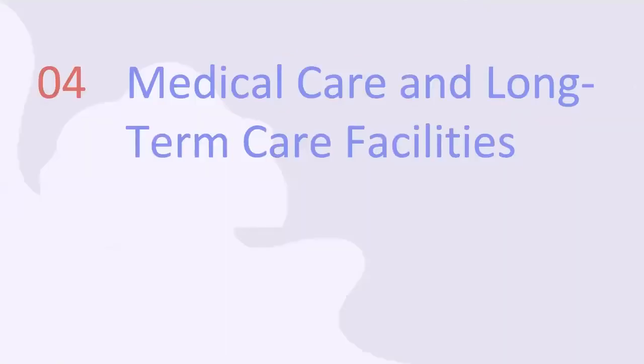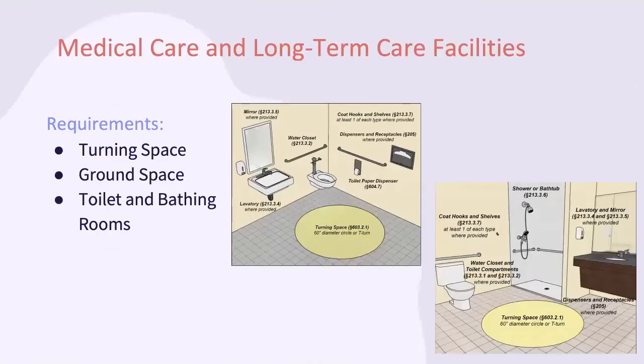Medical care and long-term care facilities. Again, requirements for turning and ground space are exactly the same as the ones I previously discussed in wheelchair spaces and in dressing, fitting, and locker rooms. And then toilet and bathing rooms. So any private restrooms in a care facility must comply with Chapter 6, which provides various regulations.